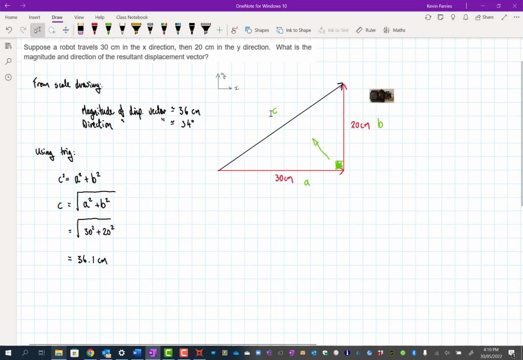Okay, so now we've got c, but we also want to find the direction of that resultant vector. So the direction will be given as an angle. It could be from the y-axis or it could be from the x-axis. It's up to you. In our case, it's going to be easiest to calculate an angle that's inside the triangle. So we'll take it from the x-axis and we'll go anti-clockwise. So this is an angle, so we'll call that theta.